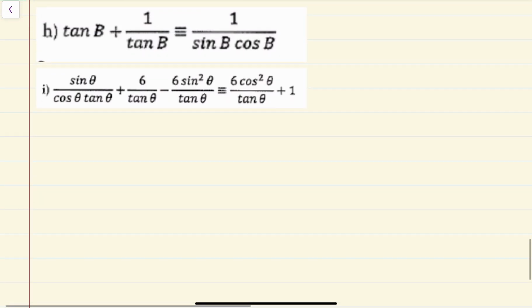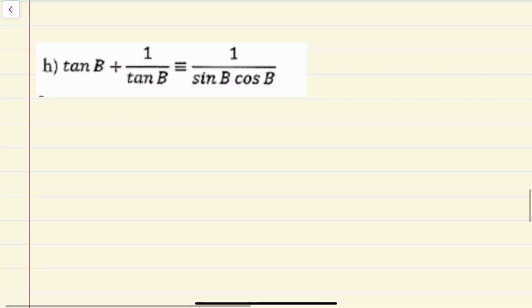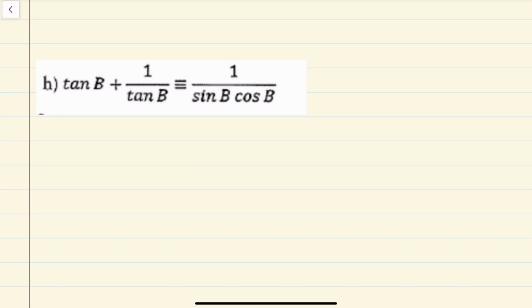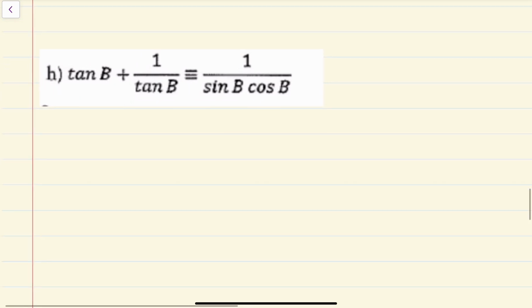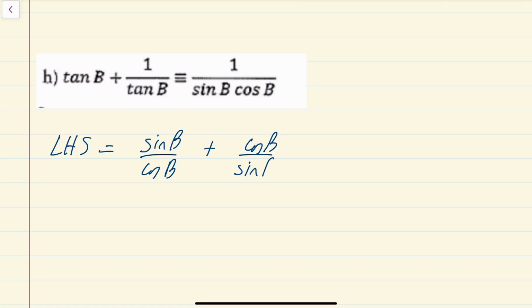Okay, a couple more to go. In this one here, I've got tan b plus 1 over tan b is equal to 1 over sine b cos b. Now, again, we'll work with our left-hand side. Instead of writing tan b, I'm going to write sine b over cos b. And 1 over tan b then would be cos b over sine b.